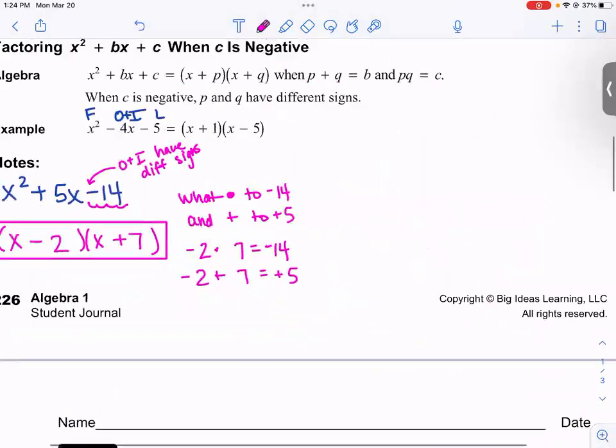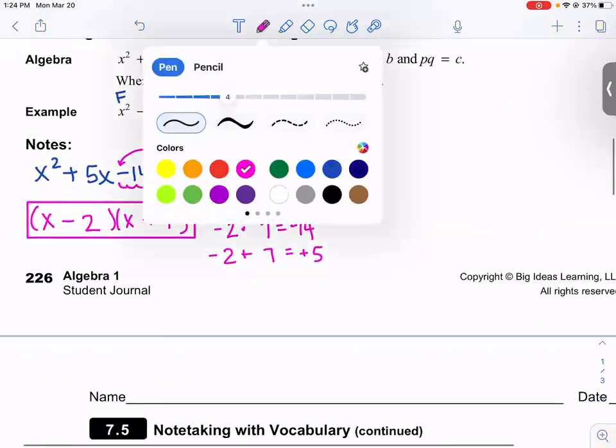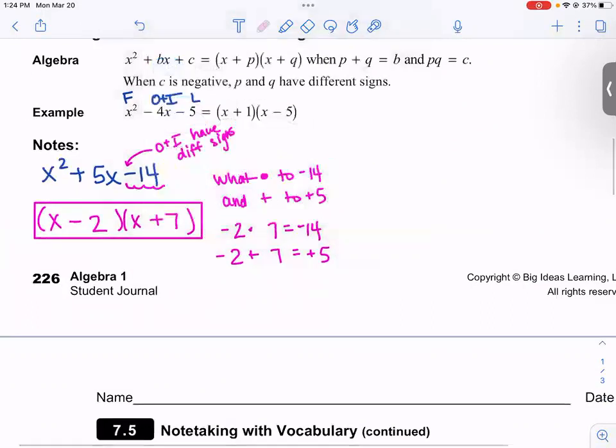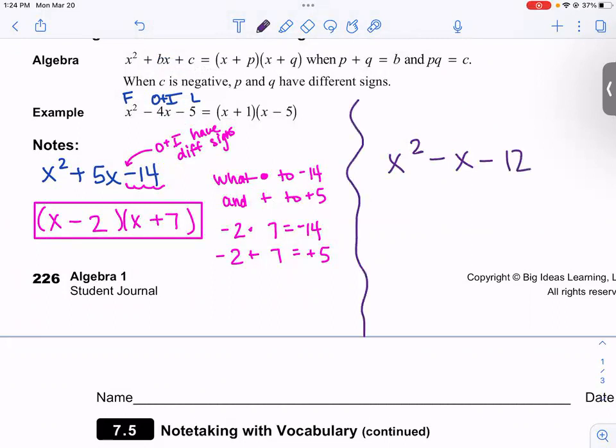Now, let's try this one. X squared minus x minus 12. Is that really the example that I chose? Whatever.